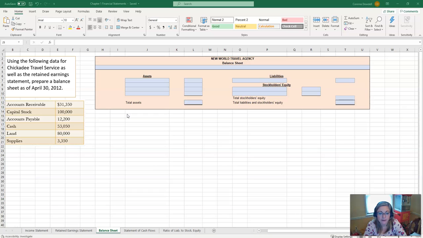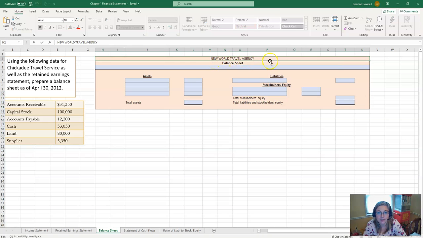Okay, so we are going to have to go back to that retained earnings statement to get the retained earnings, because that does appear on our balance sheet. All right, so this should actually say Chickadee. I have the wrong company name. Let me change that. I will make sure it is changed on the version you get.